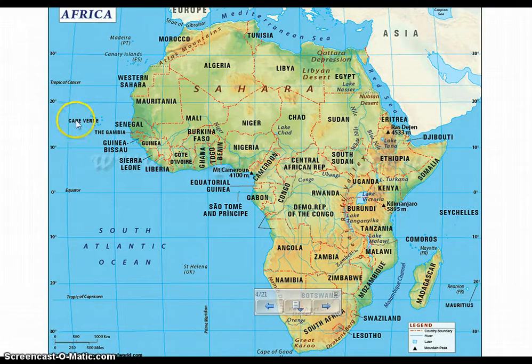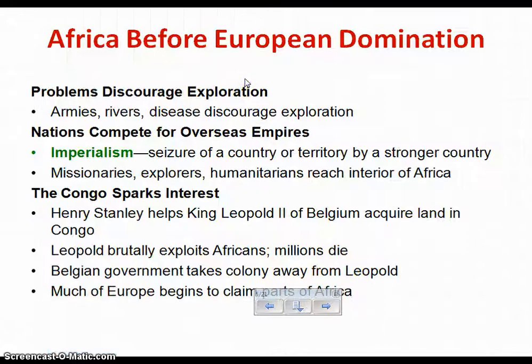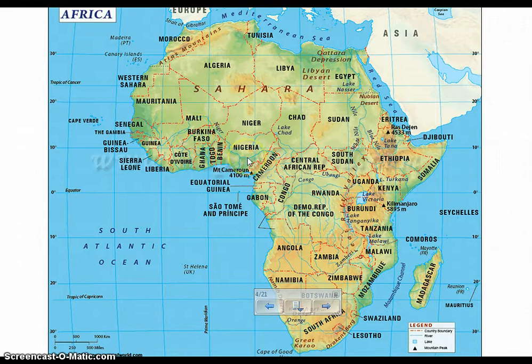Alright, so part of the reason why Africa was left unexplored by Europe up until this point is there are three major reasons. The first is that Africa actually had an army to defend themselves. The second is that Africa had a lot of disease that would cause many Europeans to die. Hence, why they would not want to go exploring. The third reason is Africa's geography. As we know, Africa has a lot of deserts. Africa also has a lot of jungle. All of this makes it very hard for Europeans to explore.